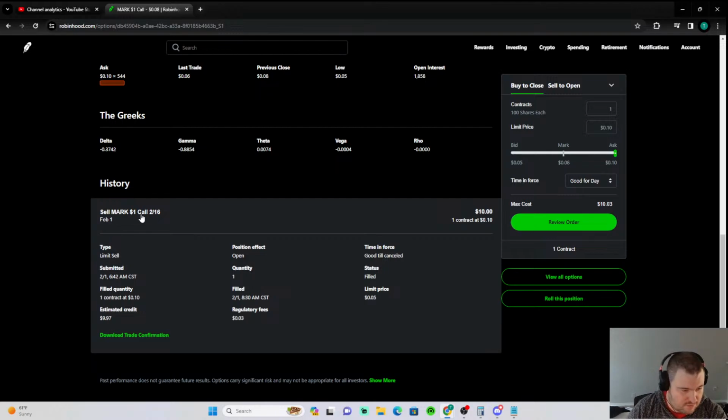Sell Mark $1 call, 2/16. Let me read over this. Fill the contract, the limit price. Okay, so this is the information I needed. I thought when I did this, 5-cent limit price, right? Well, it's going to get you the best price it can without going below your threshold. My threshold was 5 cents for the contract. What are we even talking about? 5 cents for what contract?